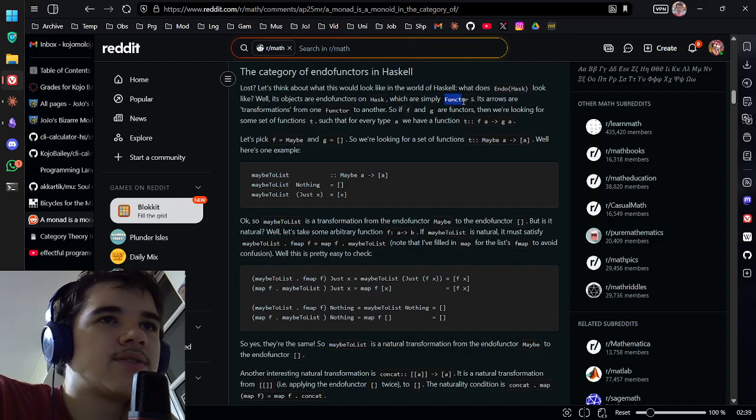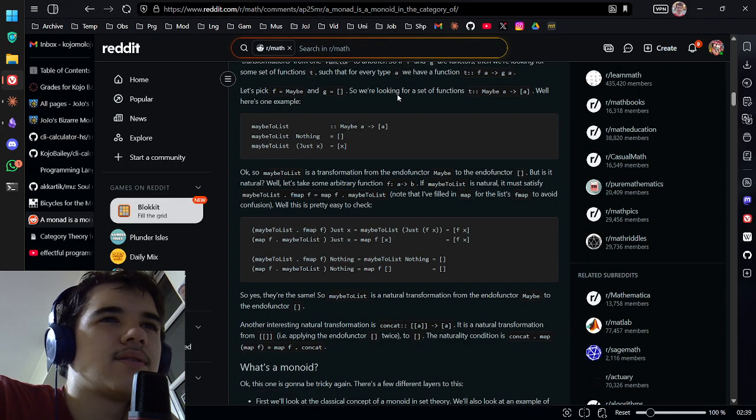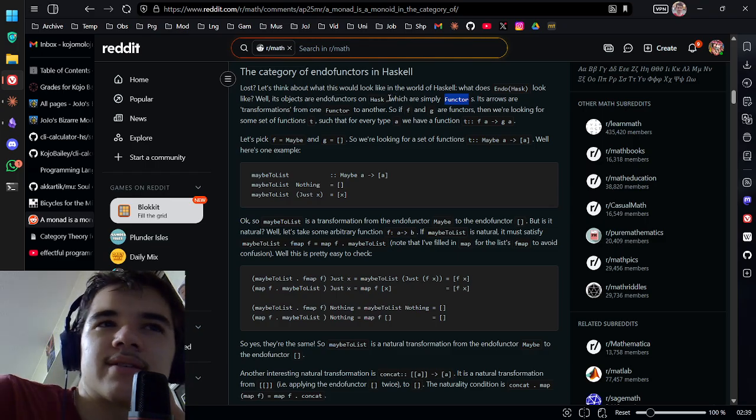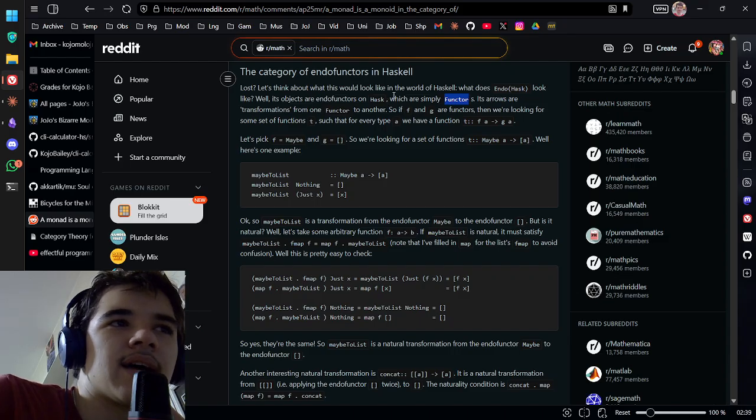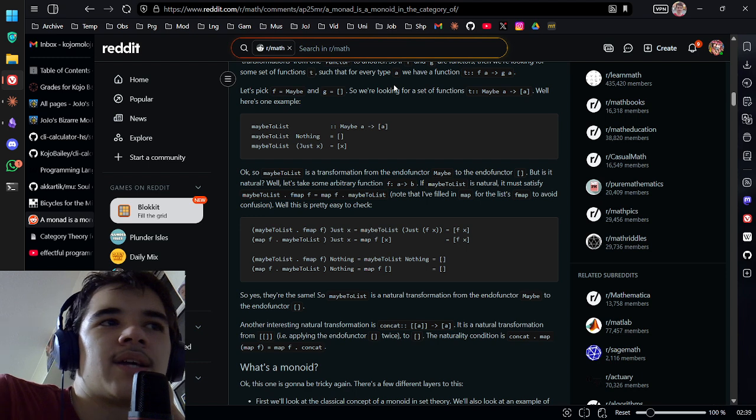So functors are endofunctors in Haskell. Its arrows are transformations from one functor to another. So if f and g are functors, then we're looking for some set of functions t such that for every type A, we have a function f of a to g of a. Yes. Yeah, like change the wrapping type, I guess. Like maybe a to list of a. Let's pick f equals Maybe and g equals list. So yeah, so Maybe to list. Okay, okay. But is it natural?